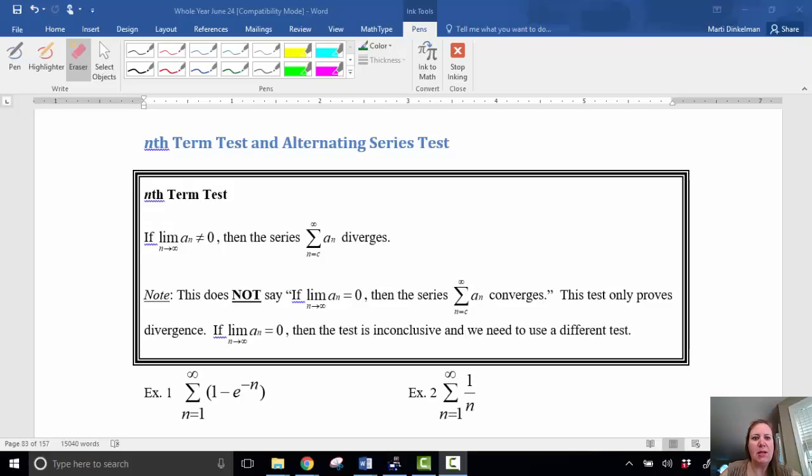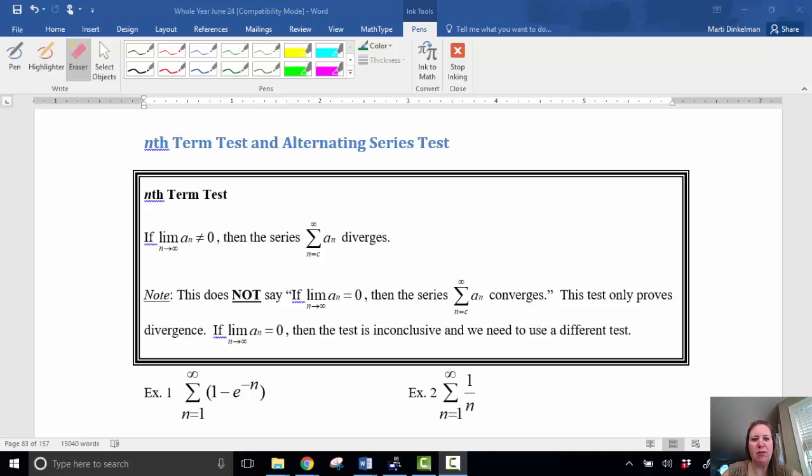Hi everybody, it's Mrs. Dinkelman, and we're in Unit 10 where we're looking at whether series converge or diverge, and this is just two different tests that we have the option to use, the nth term test and the alternating series test. So the nth term test we can kind of use with any series of any form.